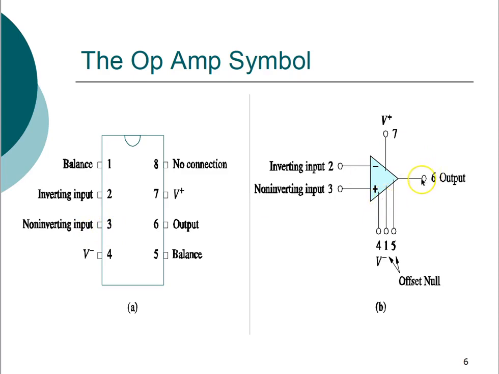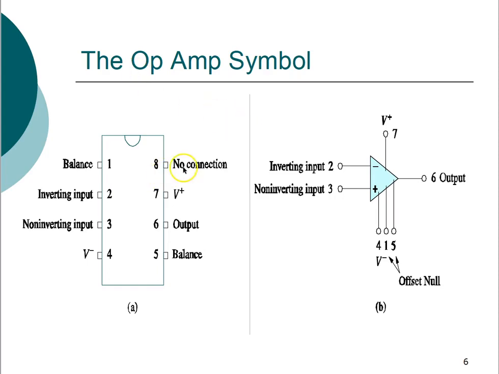For example, at the output point you have the output over here, and then you have a balance here, and a no connection at pin 8, and then at pin 7 you have V plus. V plus has been shown over here, and V negative is shown at pin 4. So pin 4 is V negative, and we already saw the balance, and pin 5 is also used for balance. Balance is nothing but your offset null.